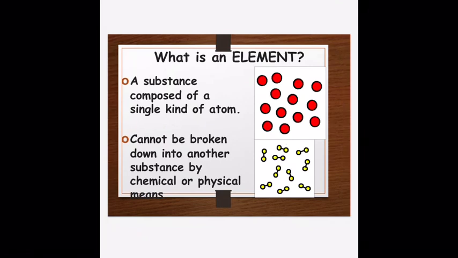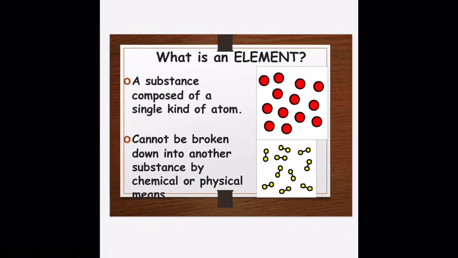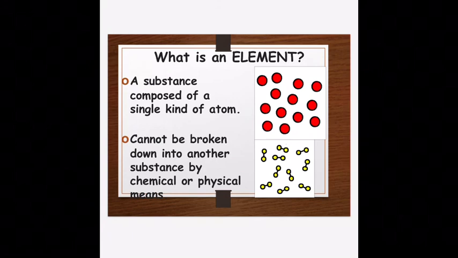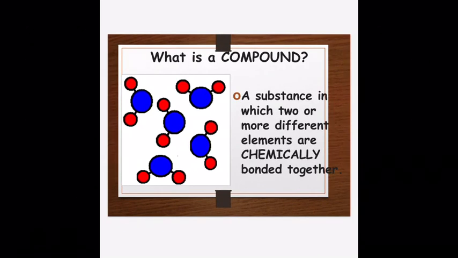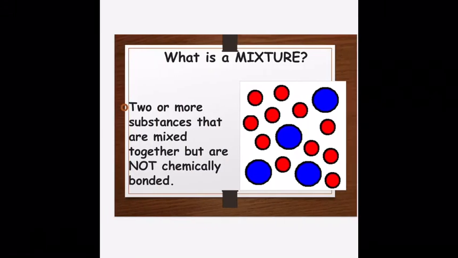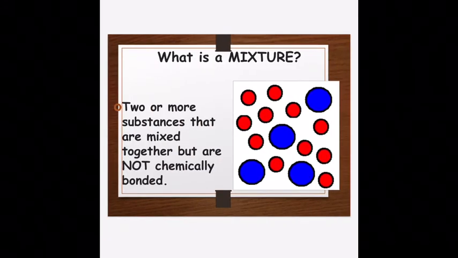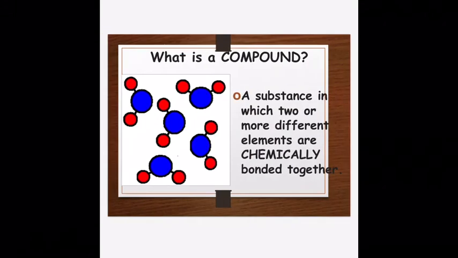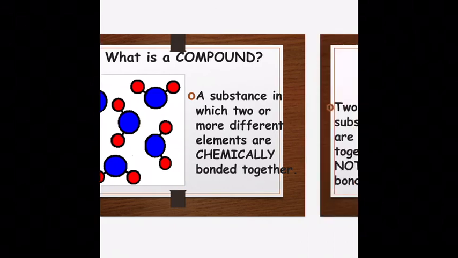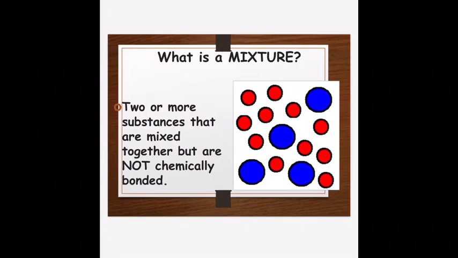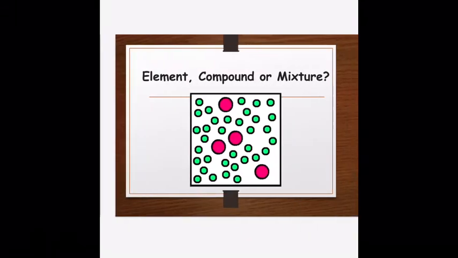Okay, so let's talk about elements again. So this is what I was talking about here, this bottom picture with the two yellow dots. That's what I was talking about before. That's a diatomic element. Okay, so it's a substance composed of a single kind of atom. They are not chemically bonded. A compound is two or more atoms that are chemically bonded together. Now a mixture, you notice that these are bonded together. They have those little black lines in between them. That's bonded together, so that's going to be a compound because it's got two or more elements. This has two or more elements, but none of them are bonded. So that's technically a mixture of elements.